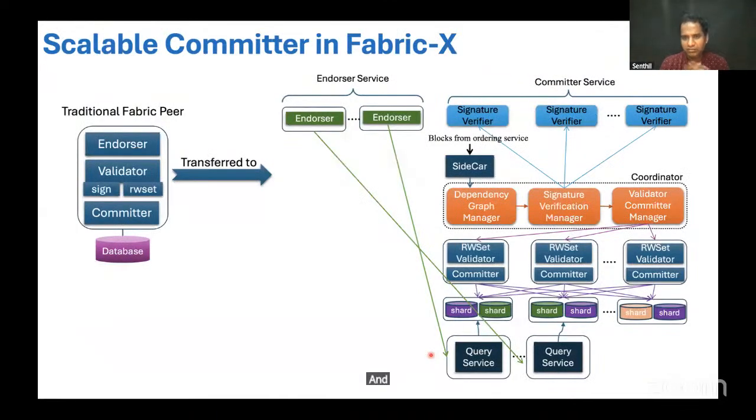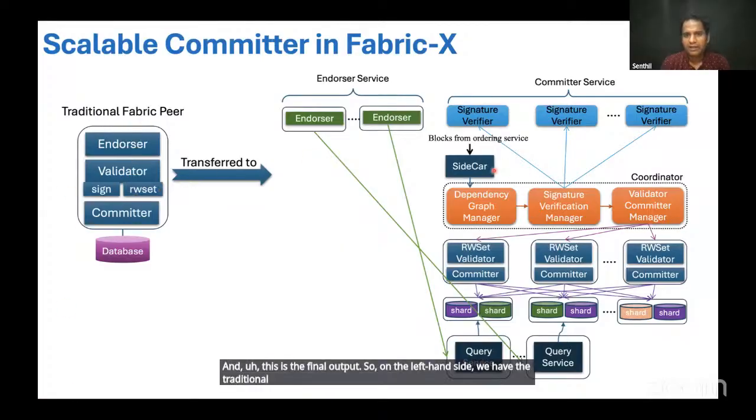And this is the final output. On the left-hand side, we have the traditional Fabric peer, and that has been re-architected as shown on the right-hand side.